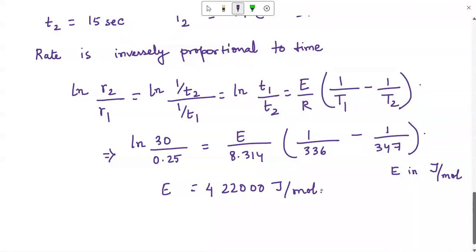Okay, so this is how we can use Arrhenius law to study the temperature dependency of the rate equations. That is it. Thank you.